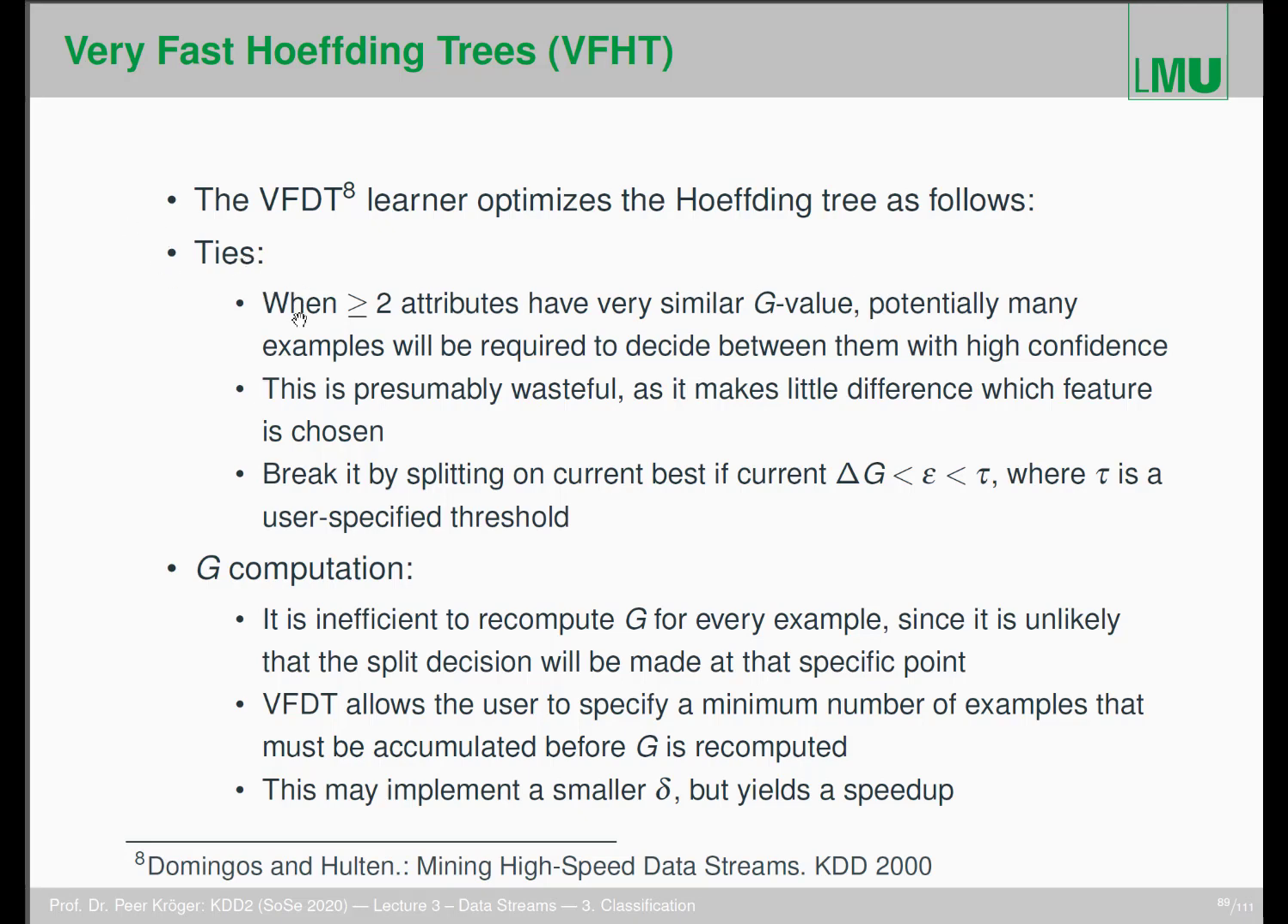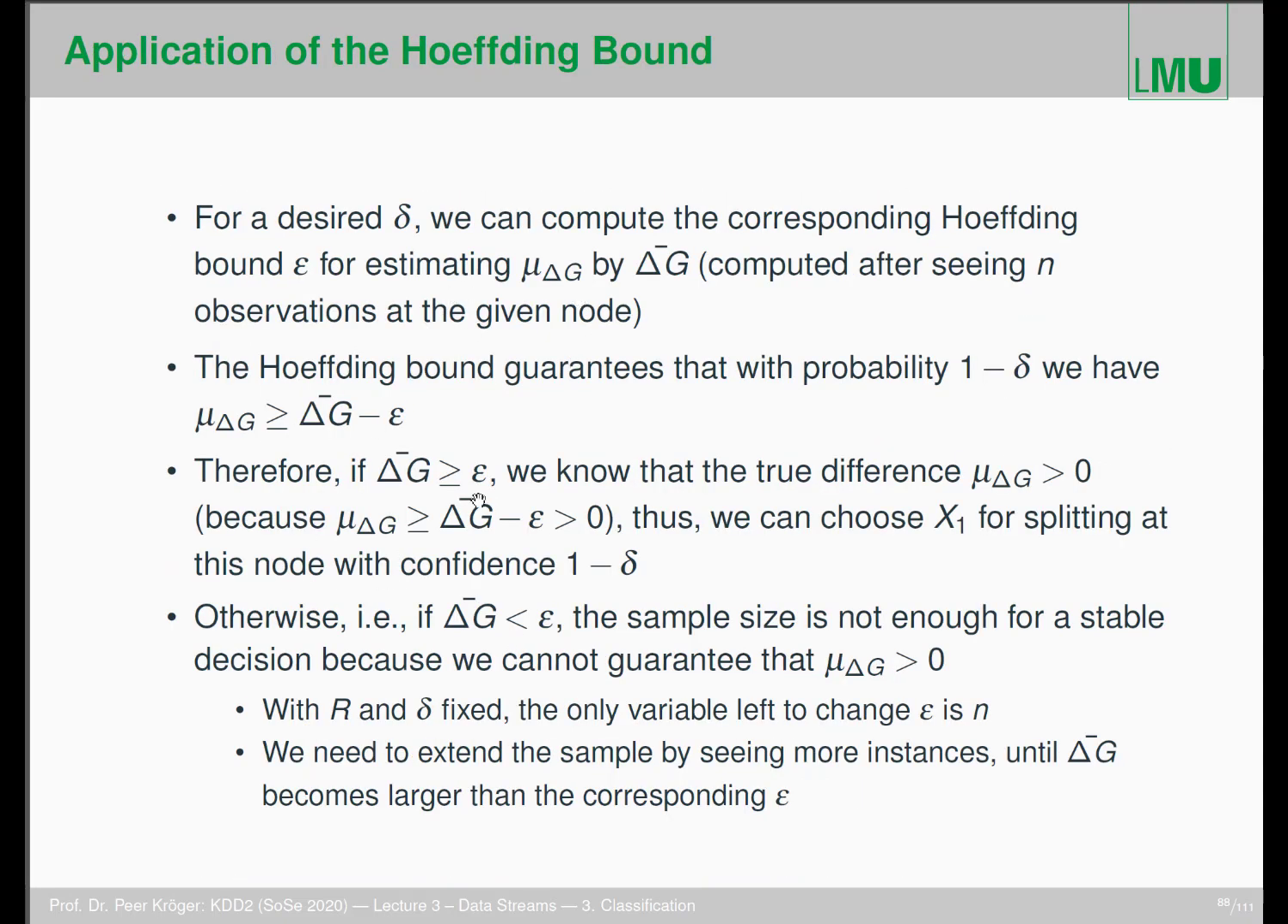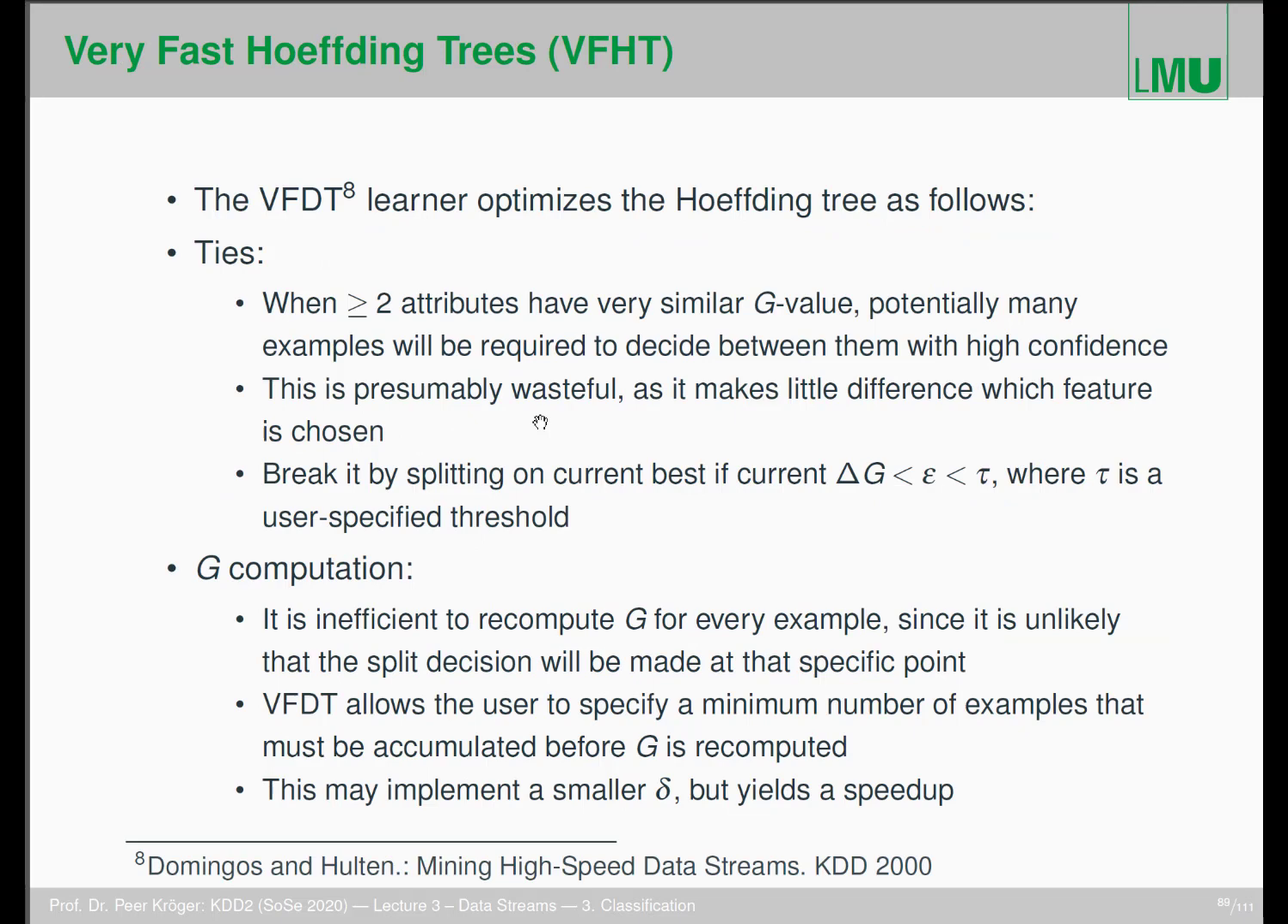If we have ties, so x1 and x2 have a G value which is very similar, or even more than two attributes have very similar G values, potentially many examples have to be seen in order to make a stable decision with a high confidence. Obviously, if x1 and x2 are very similar, then delta G is very small. In that case, it's wasteful, as it probably makes no big difference which feature to choose. So the Very Fast Hoeffding Tree breaks the ties by splitting on the current best if the current delta G is smaller than epsilon, but also smaller than tau, where tau is a user-specified threshold.